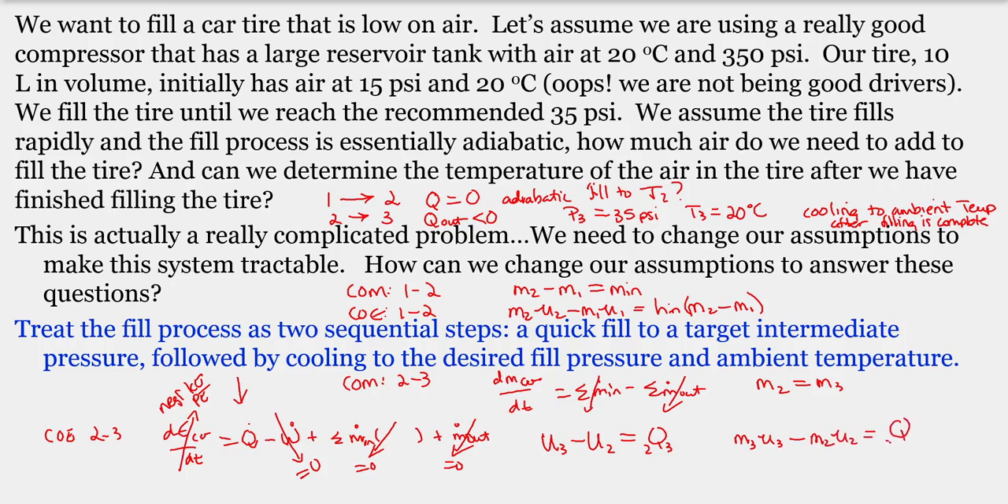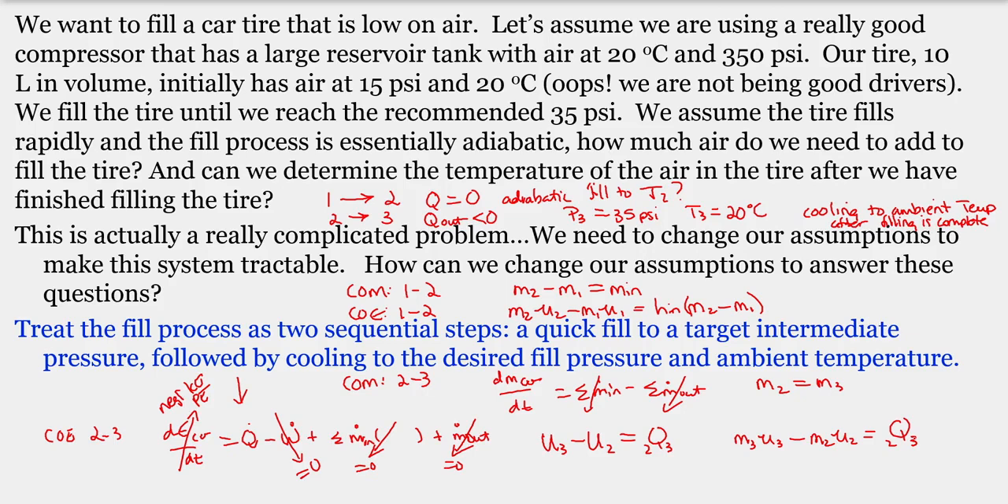And we can write the expression like that. Okay. So now we've divided this up into a two-step process. And the important thing to note is that we have now got a fully constrained final state, because we've said that at state 3, we have the temperature, the pressure, and the volume.